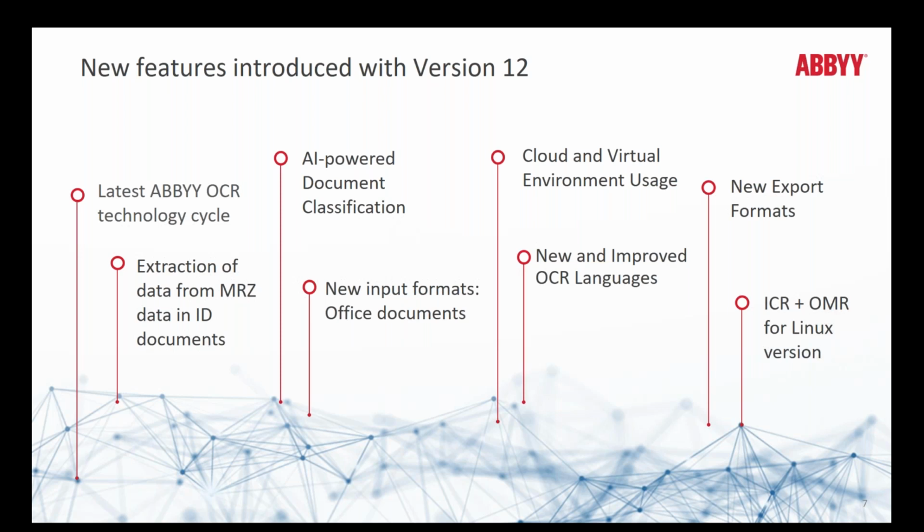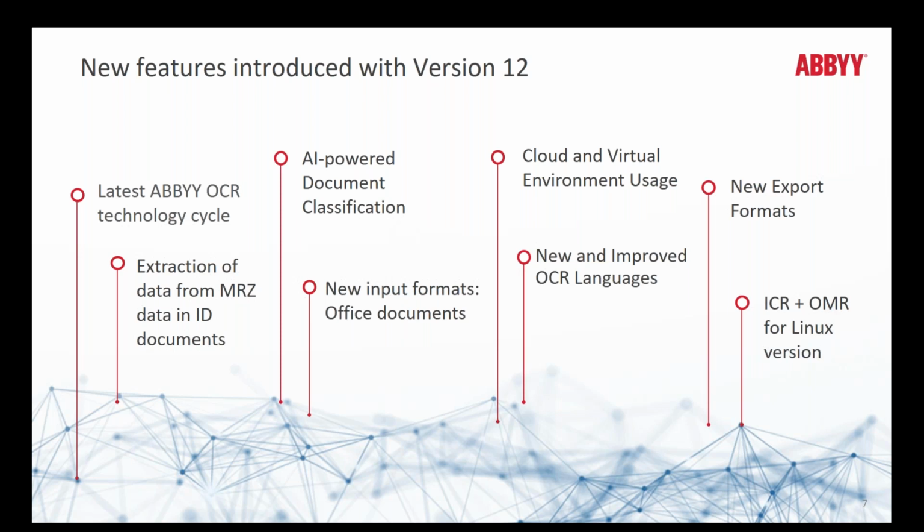The document classification, as already mentioned, is really revolutionary. It was completely re-implemented compared to FineReader Engine 11. Now it is using machine learning and artificial intelligence technologies. We added a ready-made functionality for the extraction of the data in machine-readable zones, so-called MRZ lines from ID documents, which is really very important, especially for the customer onboarding scenario, to extract that data quickly from ID documents.